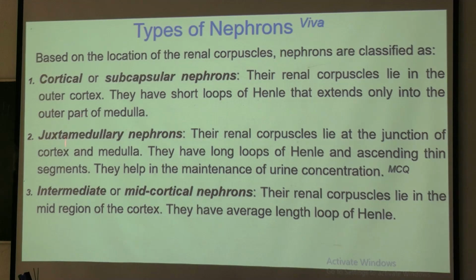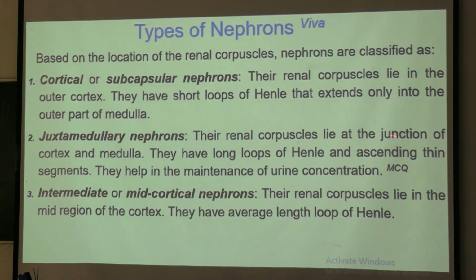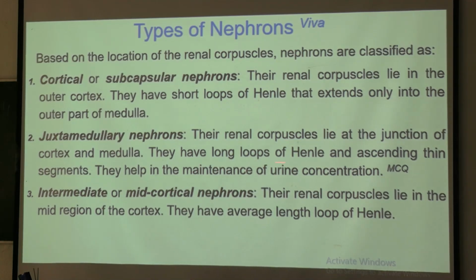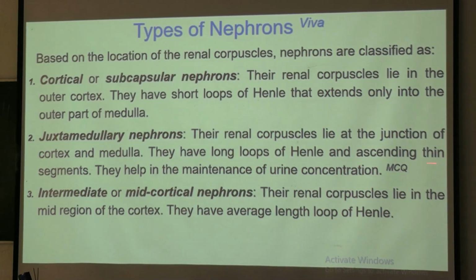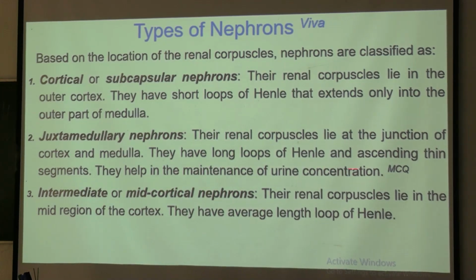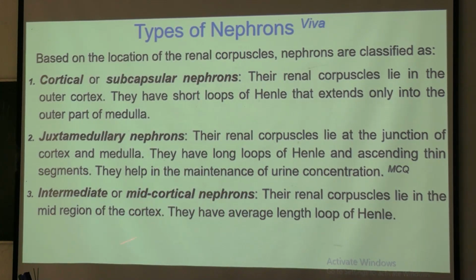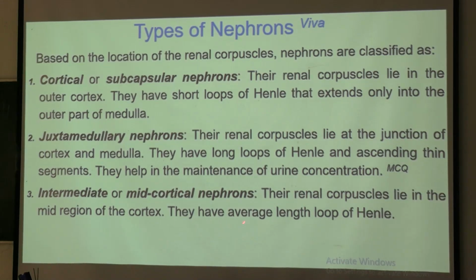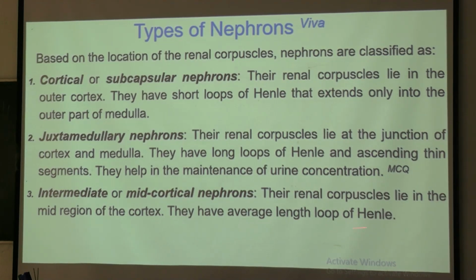Okay. Juxtamedullary nephrons, their renal corpuscles lie at the junction of cortex and medulla, and they have long loops of Henle and ascending thin segments, and they help in maintenance of urine concentration. Next is intermediate or mid-cortical nephrons. Their renal corpuscles lie in the mid region of the cortex and they have an average length of loop of Henle.